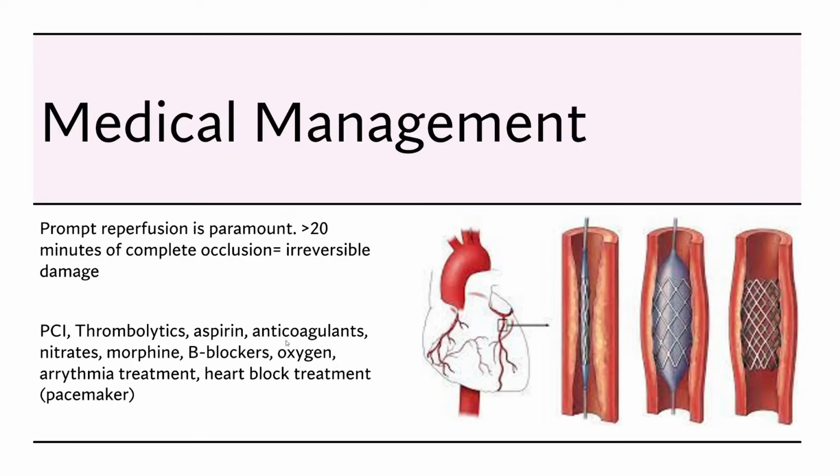Say a little blood is getting through, then we want it to be highly oxygenated blood, right? So oxygen, arrhythmia treatments, heart block treatments, like a pacemaker. So one or all of these things are going to be needed depending on the specific needs of that patient. If we can get there in less than 20 minutes, which you could be a part of in a cardiopulmonary rehab, you could identify an emergent condition and get them to the ER.